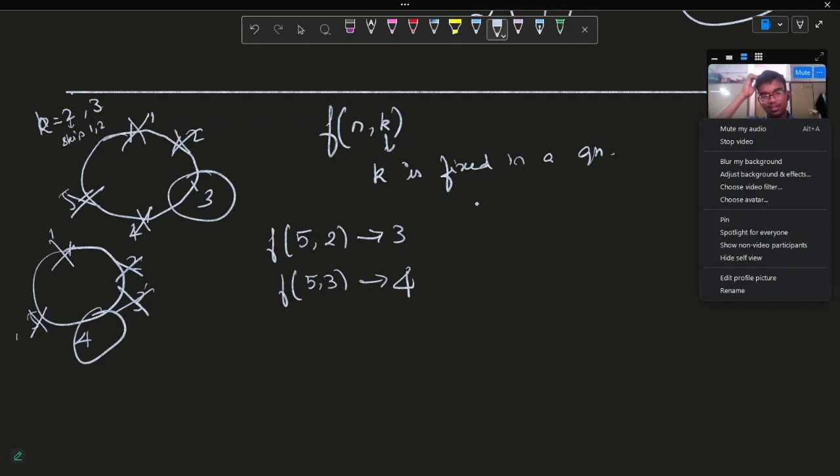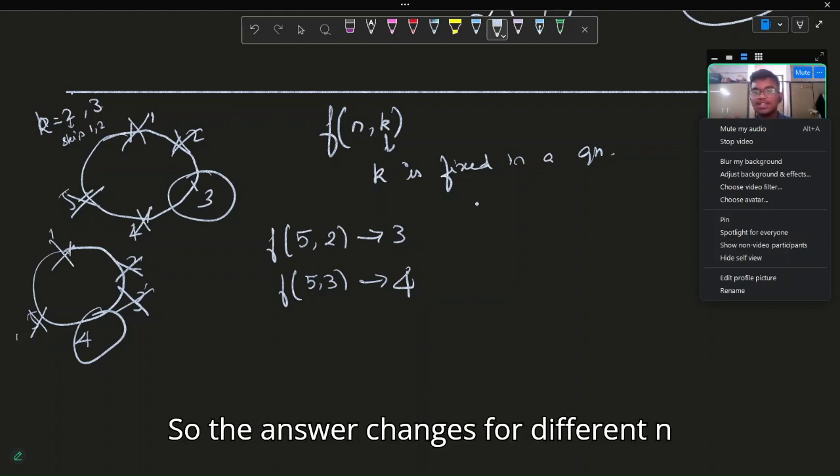Is that understandable? So the answer changes for different n value.